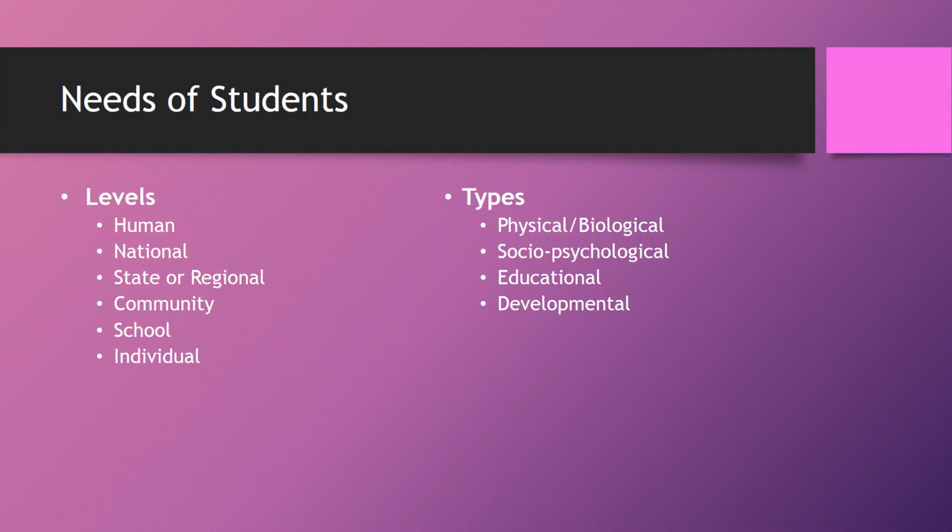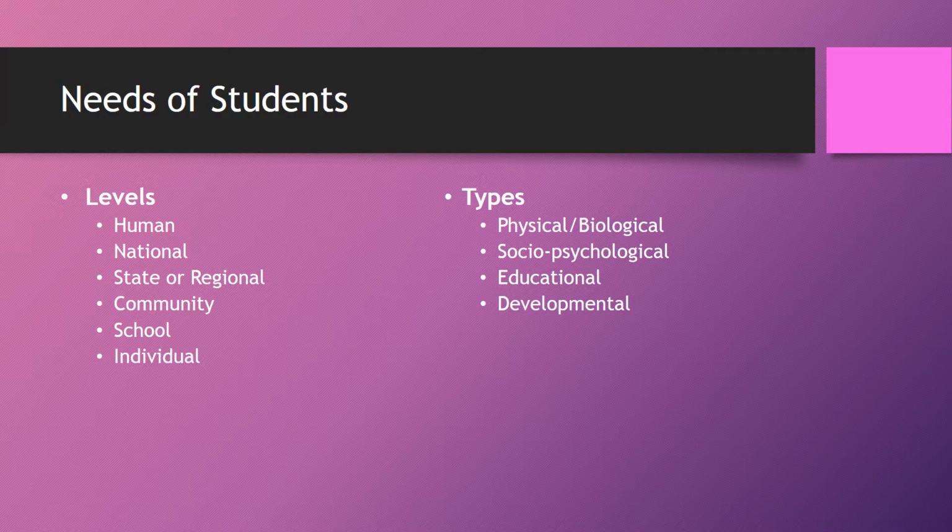In Chapter 7, there's a big emphasis on meeting the needs of students. And the author actually splits these two types of needs into levels and types. So I want us to just take a quick look. I'm on page 140 of the book, where it begins to talk about the levels of student needs.